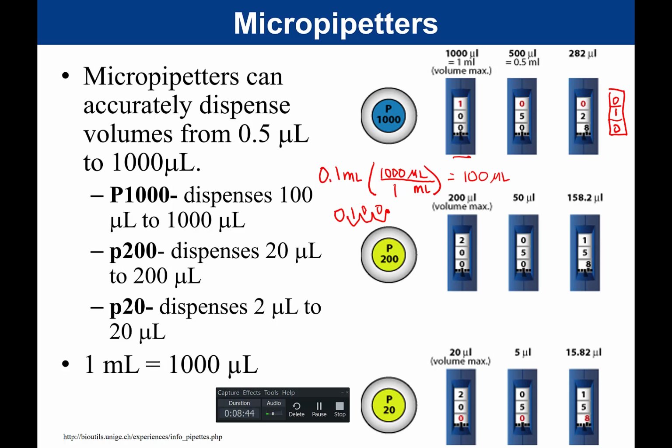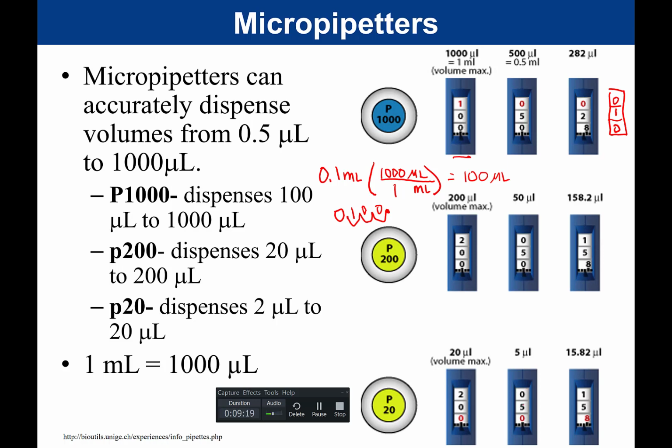So notice if you look at the P200, when the P200 reads 200, that's the maximum volume, which is 200 microliters. If you're looking at a P20 though, and it reads 200, that is not 200, that is 20. So when you're reading your pipettes, you have to make sure that you're aware: is it the P200? Is it the P20? Is it a P1000? Because that definitely makes a big difference in the volume that's being pipetted.